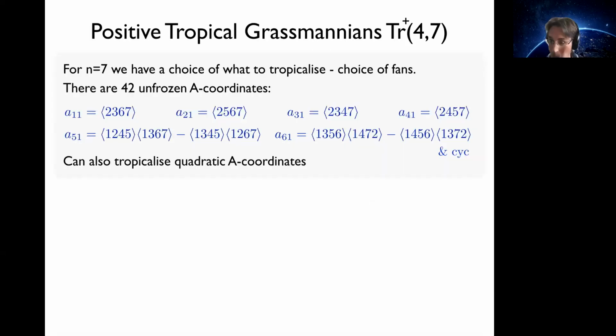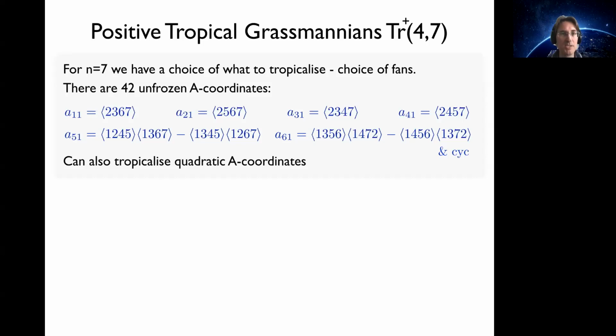However, when we go beyond GR46, new things can happen. In particular, our next example, in GR4n, but it's also true in other GRkn, our next example is GR47. And here we have a choice of what we would like to tropicalize. In other words, what we would evaluate as polynomials in the x coordinates and then consider as tropical polynomials.